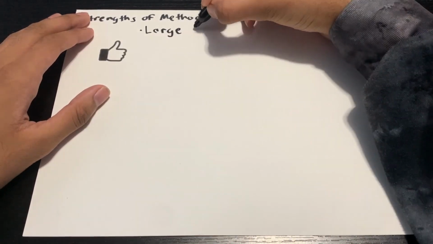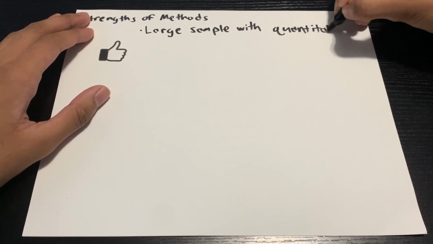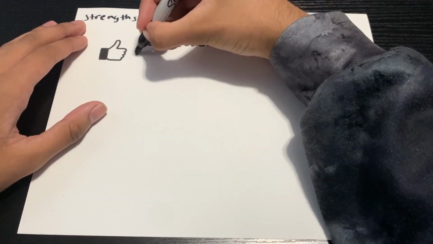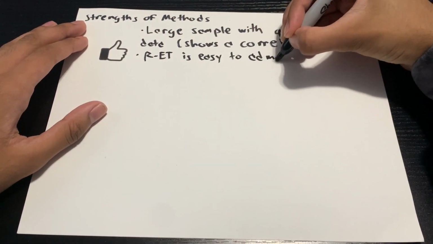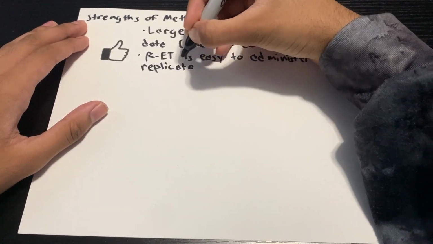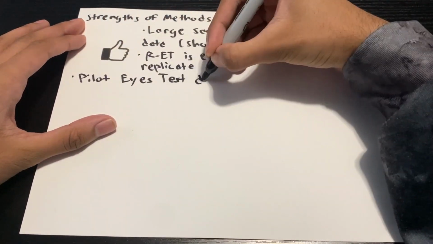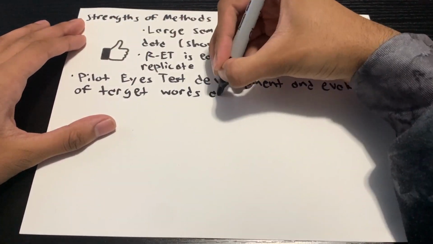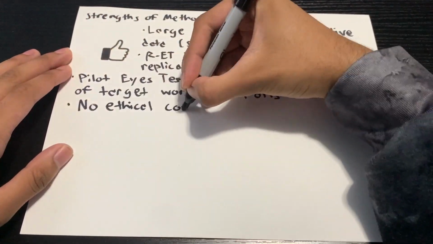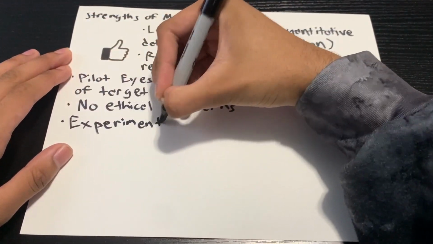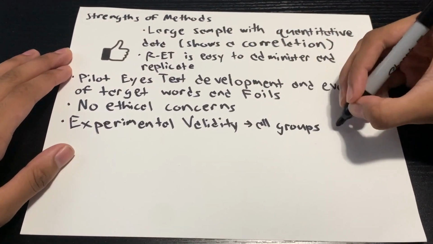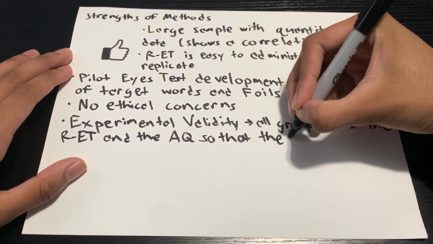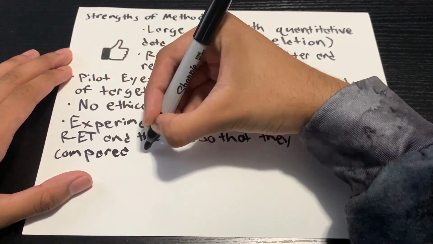One strength is that it has a large sample with quantitative data, which helps to show a correlation or a cause and effect relationship. The RET is really easy to replicate and administer since it's just a paper and pencil test. This improves reliability. Another strength of the study is the pilot AICE test development and evaluation of target words and foils. This helped to improve the validity of the test itself. The study also had a lack of ethical concerns. This study also had experimental validity, as all groups took the RET and the AQ, so that they can be compared on the same set scale.